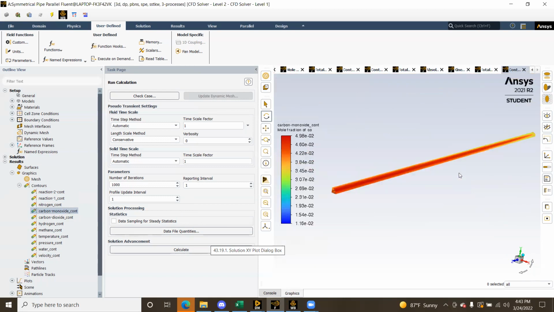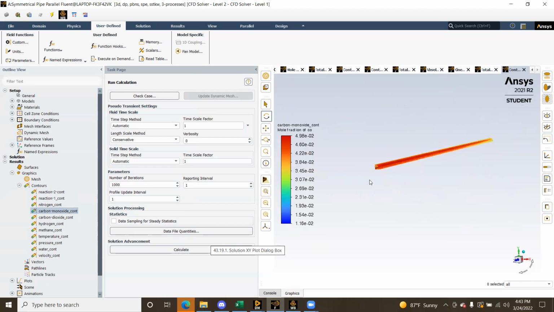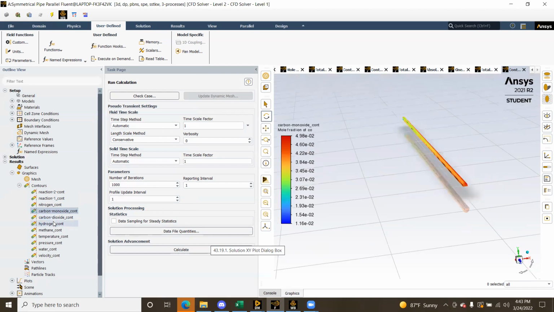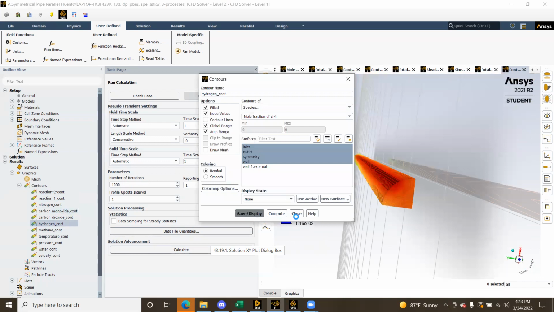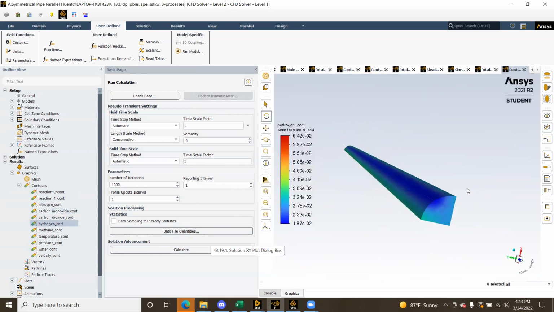This is carbon monoxide. I think it's a little bit too orange for my taste, but yeah. The hydrogen one is a little bit odd.